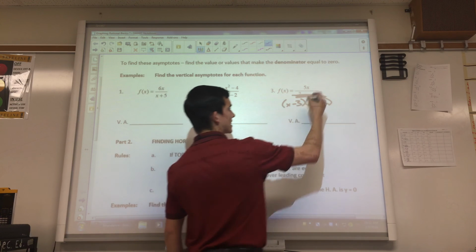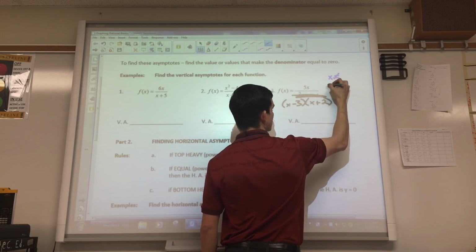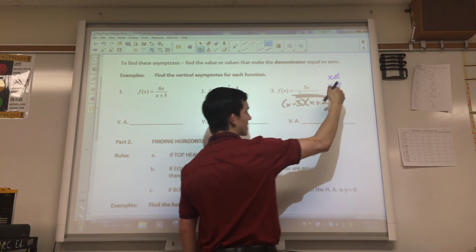So here's the bottom factored out. So my domain restrictions, x can't equal this, x can't equal that. So what are they?